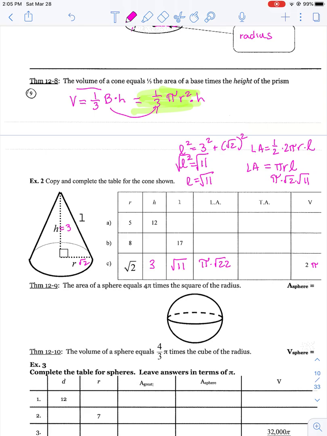Okay, let's think about what total area is. I didn't give you guys a formula for total area, but you should be able to figure it out. If the lateral area is just the sides of the cone, the total area would include the base. And well, what is the base? The base is the area of the circle. So if I take pi radical 22, which is the lateral area, and add the area of one base, the area of one base is 2 pi.